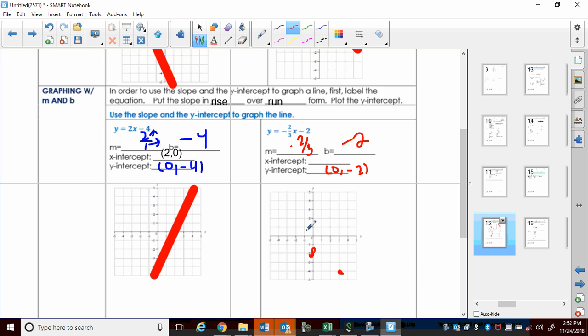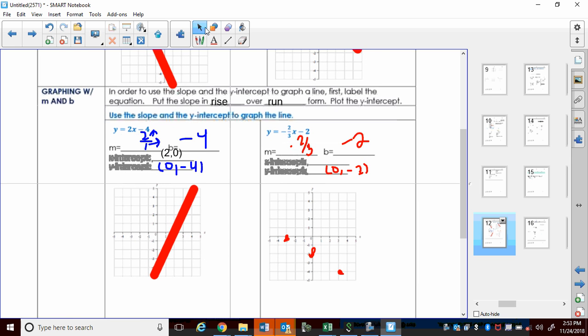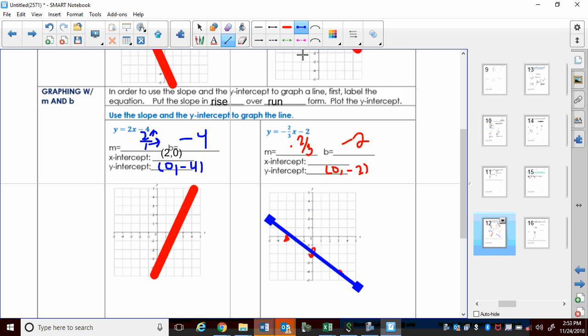If I wanted to go the opposite way, I go up 2, left 3 and make another point, right? And then I just create my line going through those points, and I find that my x-intercept, I'm going to use blue this time, is right here at negative 3 comma 0. I have an x-intercept of parentheses negative 3 comma 0. Okay, flip the page.